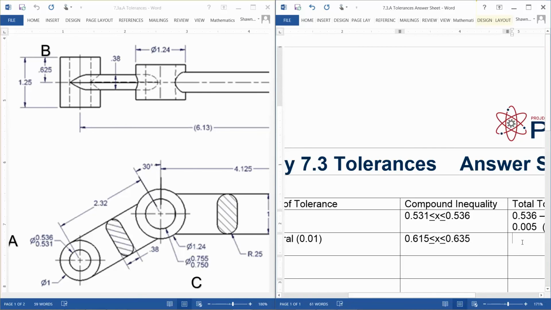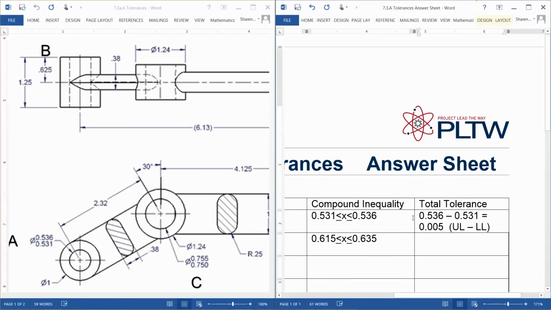Over here, to get my total tolerance, well, that's my upper limit minus my lower limit, so I'm just going to take these two numbers, 0.635 minus 0.615, and that's going to give me an answer of 0.02. And you could say 0.020. That would be fine as well.